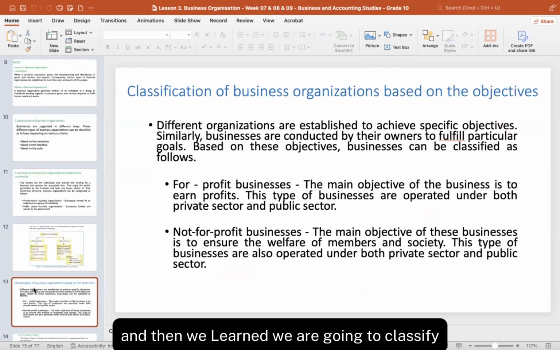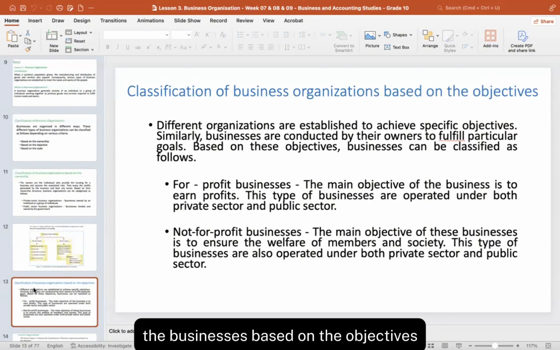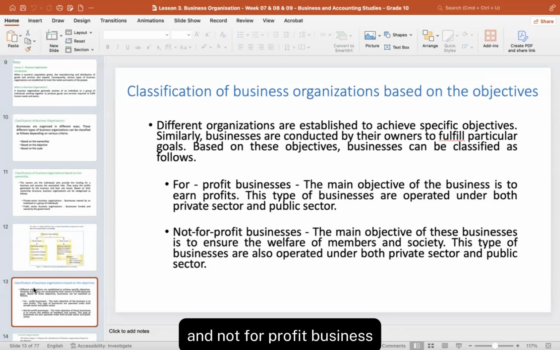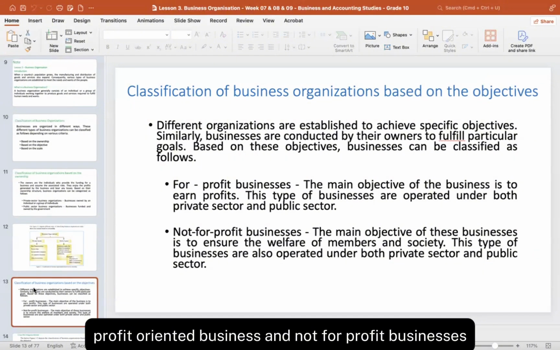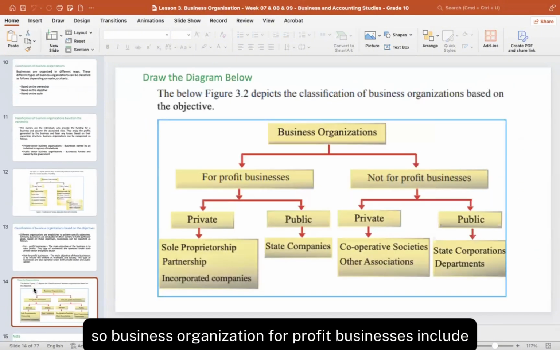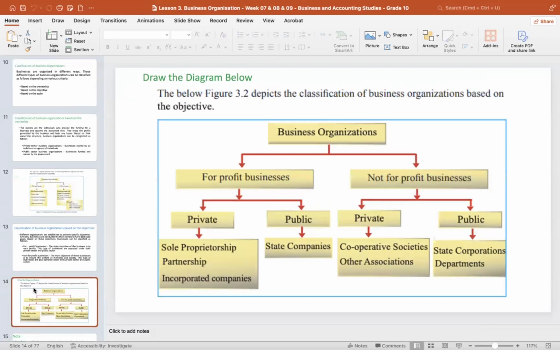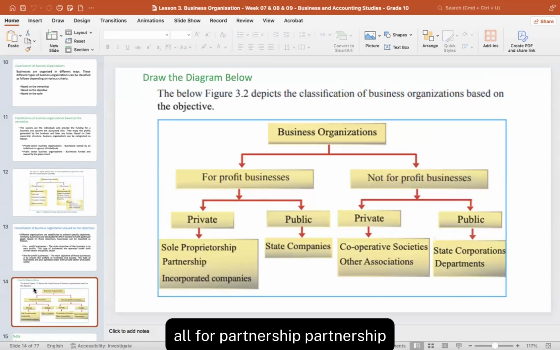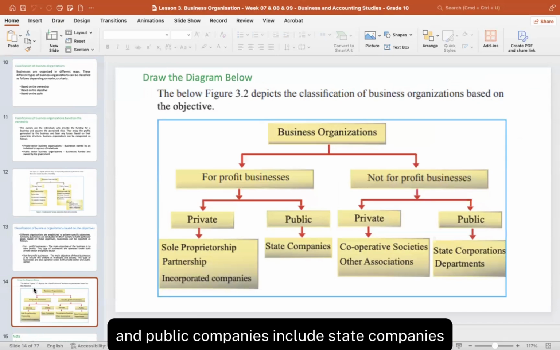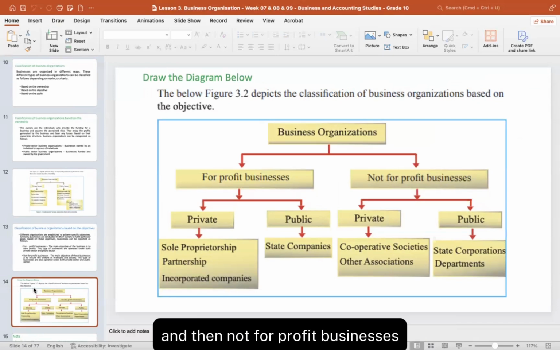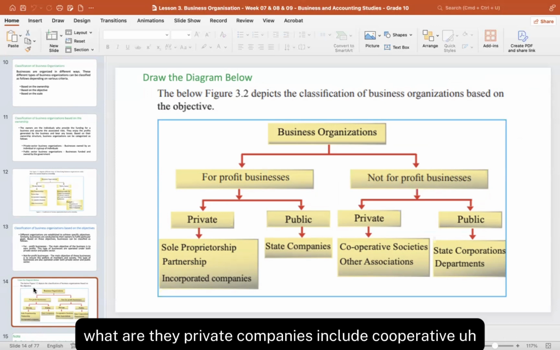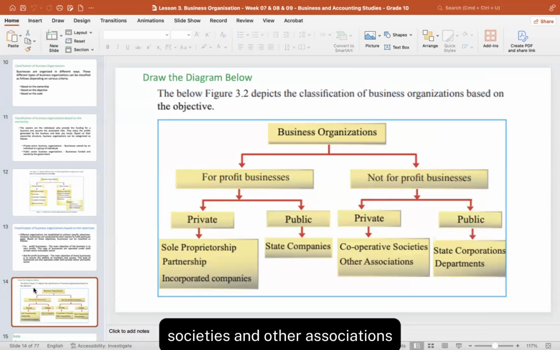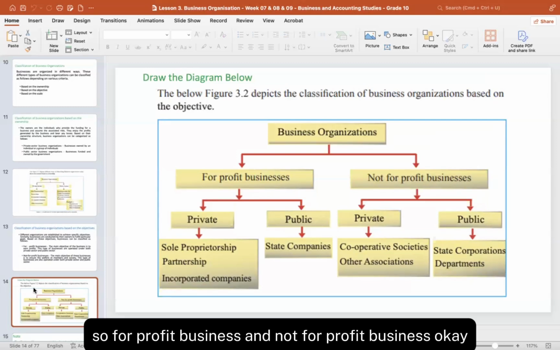And then we learned we are going to classify the businesses based on the objectives. Businesses can be classified as for profit business and not for profit business. For profit businesses include private and public companies, sole proprietorship, partnership, incorporated companies, and public companies include state companies. And then not-for-profit businesses, what are they? Private companies include cooperative societies and other associations. Then public companies include state corporations and departments. So for profit business and not-for-profit business.